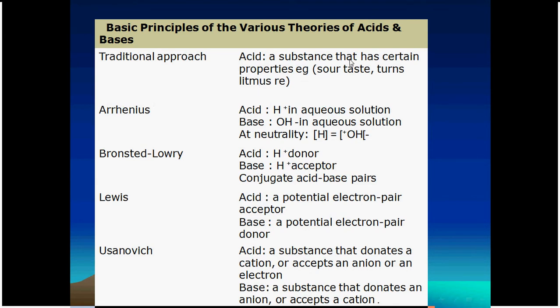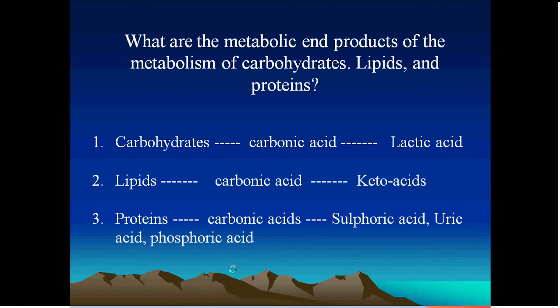An acid is a substance that has certain characters like sour taste, or it is a substance which dissociates to give hydrogen ion, or it is a hydrogen ion donor, or a substance which is a potential electron pair acceptor, or a substance which donates a cation or accepts an anion or an electron.